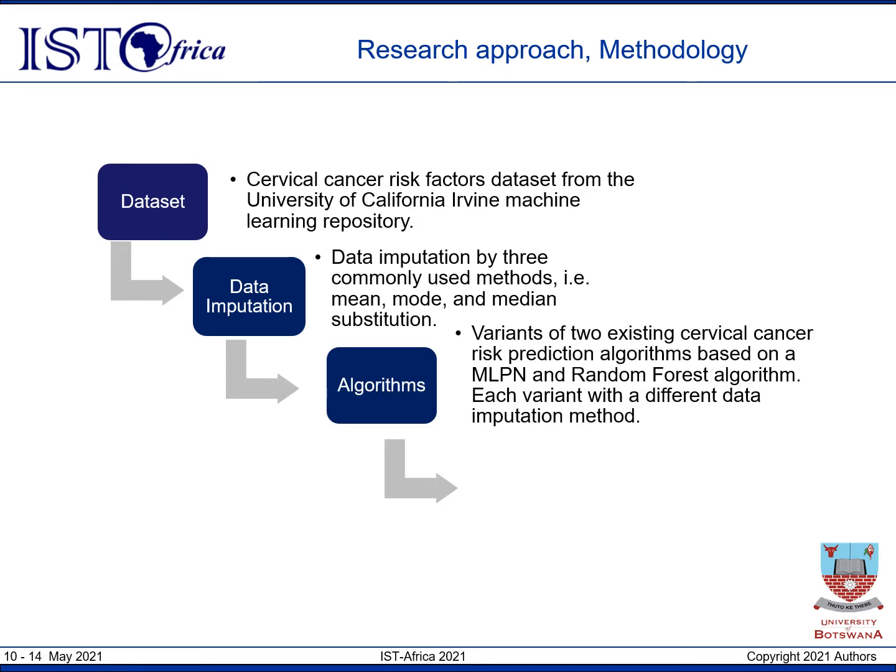We utilized variants of 2 existing cervical cancer risk prediction algorithms based on a multi-layer perceptron network, that is an MLPN, and a random forest algorithm. Each of the variants was implemented with a different data imputation method. We also evaluated the performance of these algorithms using the accuracy obtained from the experiments conducted.